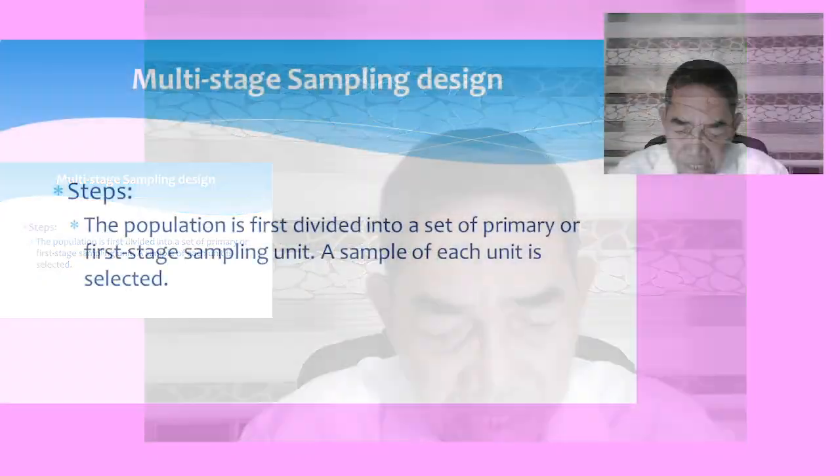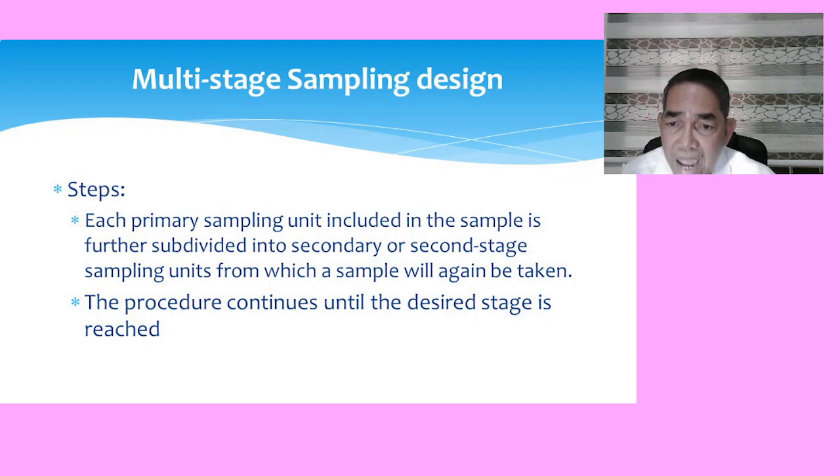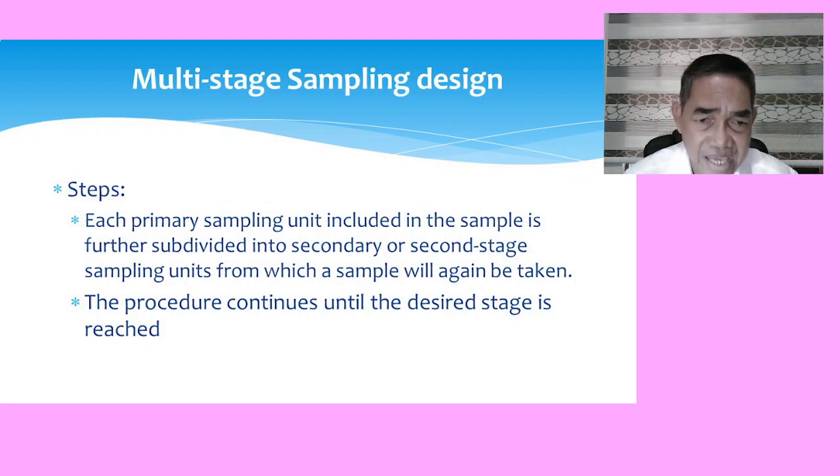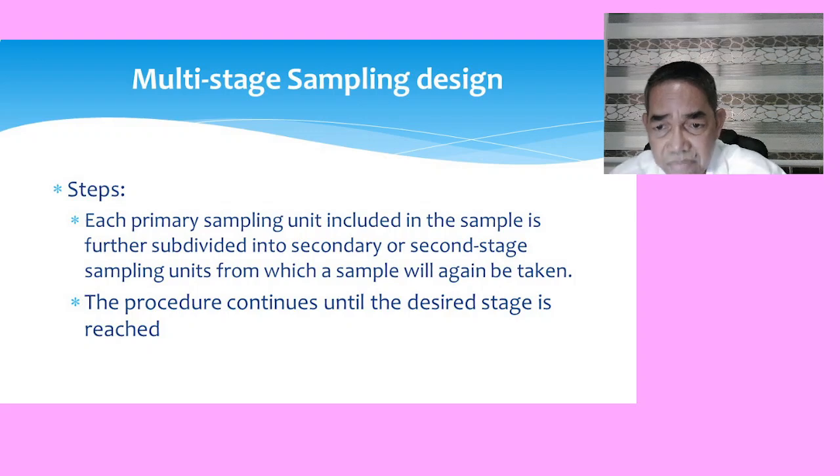Now, the next step is that each primary sampling unit included is further subdivided into secondary or second stage sampling units, from which a sample will again be taken. From each region selected, we again subdivide each region by province. The primary stage is by region, and the second stage will be by province. Then the procedure continues until the desired stage is reached.